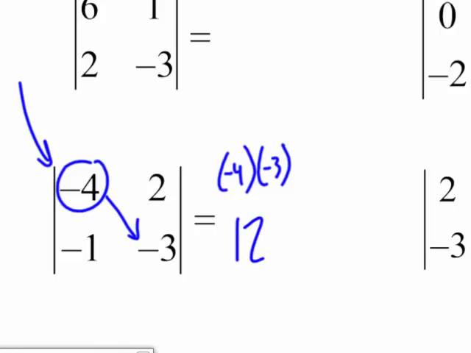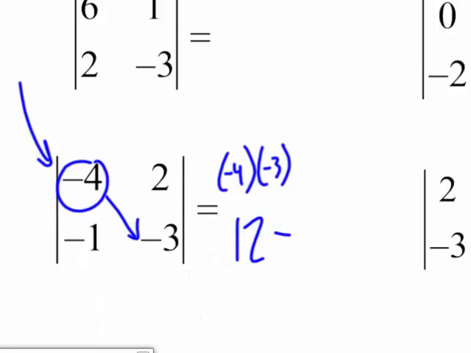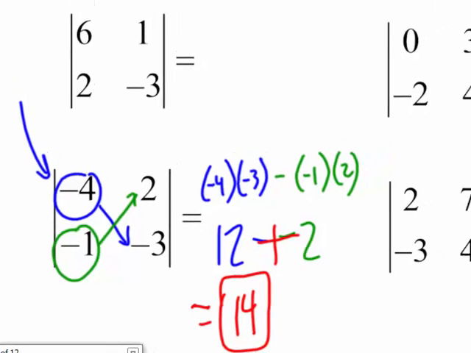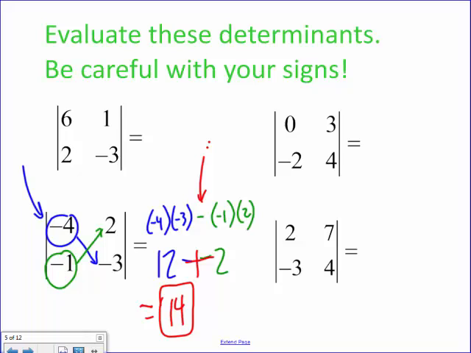And then we subtract. I like to put my minus sign right away. Then -1 times 2, which is -2. So I have 12 minus -2, which is really plus. So this value of the determinant would be 14. Those signs are tricky, right? Because we're subtracting a -2, I really had to add 2. So just be careful with things like that.